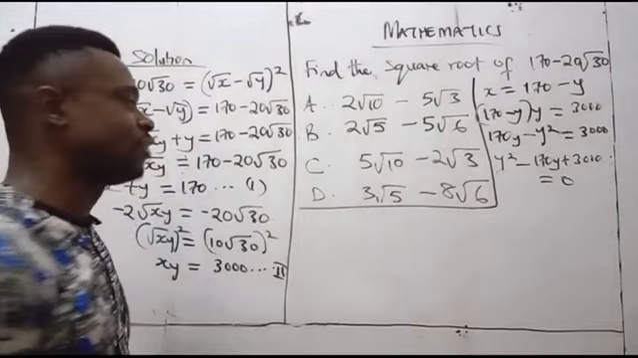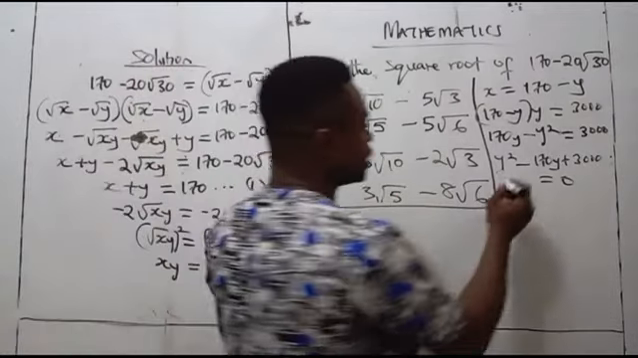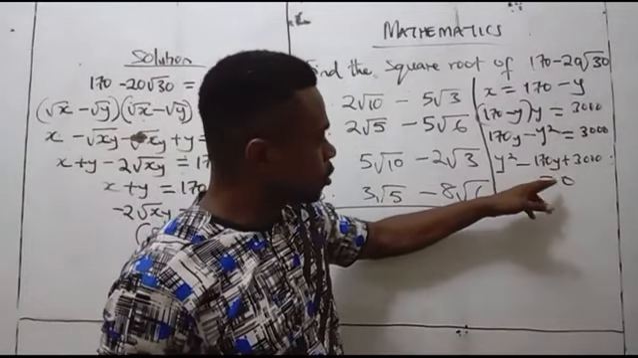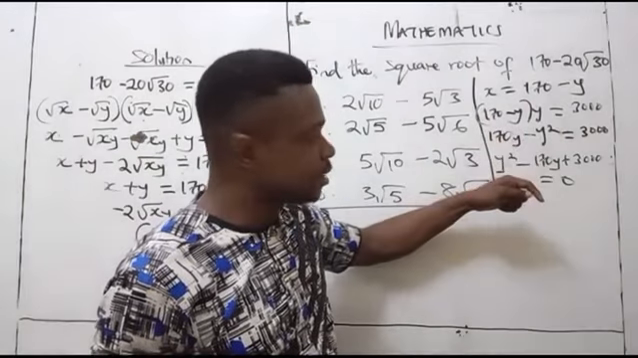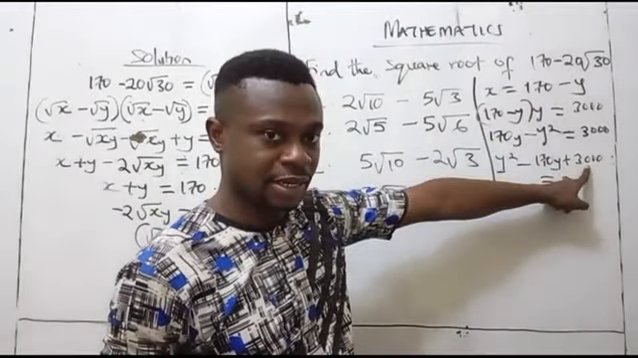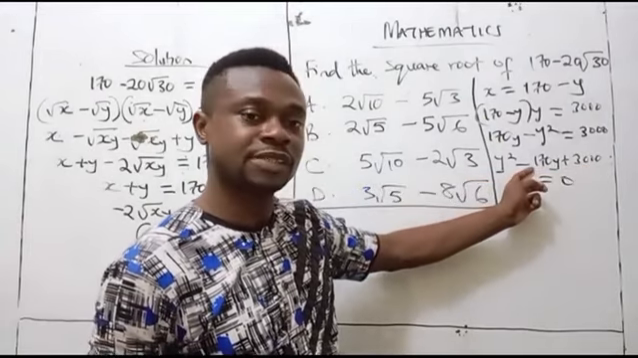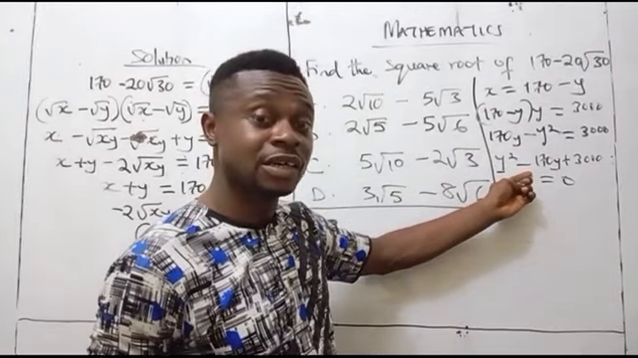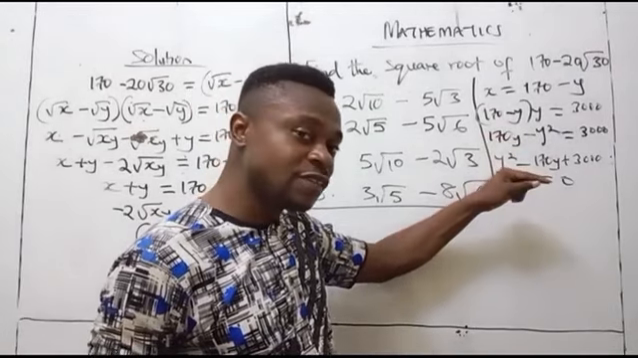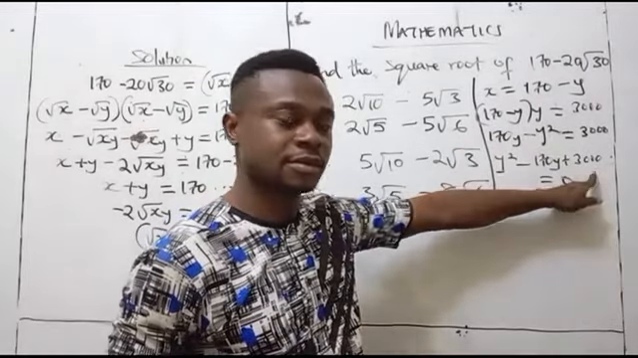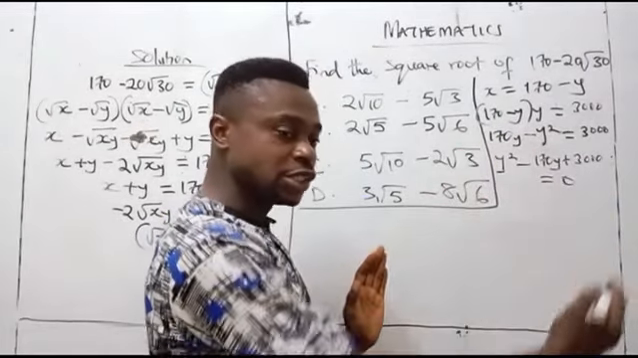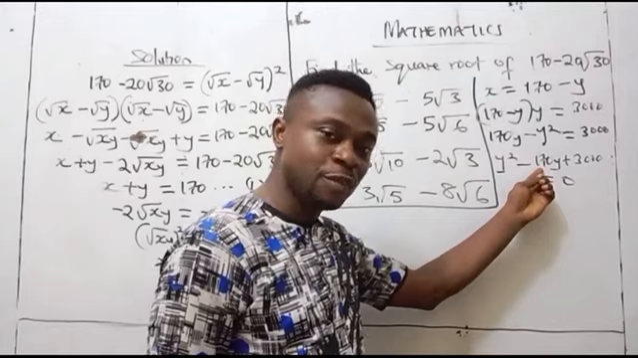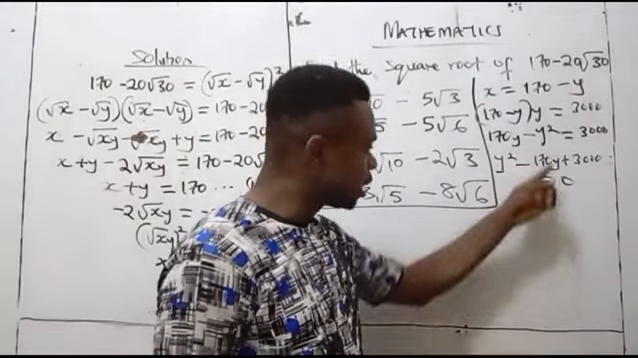So let's use the factorization method to solve this quadratic equation. Look at this now. What factors can we multiply to give us 3,000, and if we add them up, we have minus 170? Without wasting time, the factors are simply minus 150 and minus 20, because minus 150 times minus 20 is 3,000, and minus 150 plus minus 20 is minus 170. So we now use minus 150 and minus 20 to replace 170 as the coefficient of y.